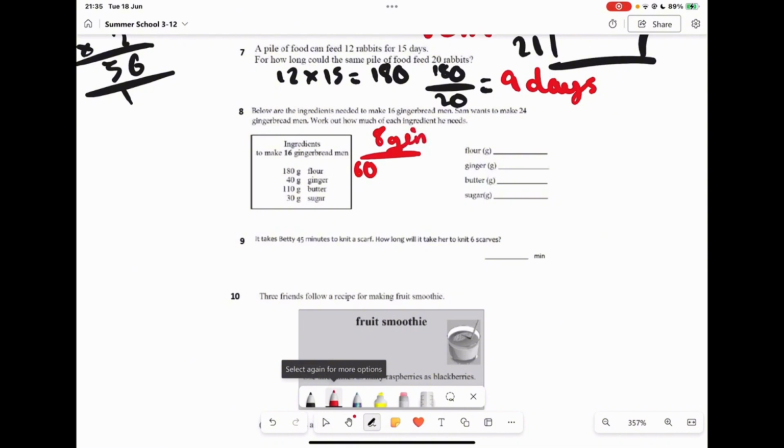So 60 grams of flour. 40 divided by 2 will be 20. 110 divided by 2 will be 55. And 30 divided by 2 will be 15. So this is a scale for 8.